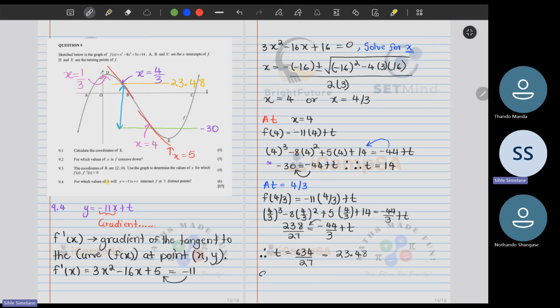Yeah. So what is our solution to this problem? Our solution is that our t will be between 23.48 and 14. So that becomes our answer to this question. Okay, done with that, guys. Let's go and have a look at the next one.